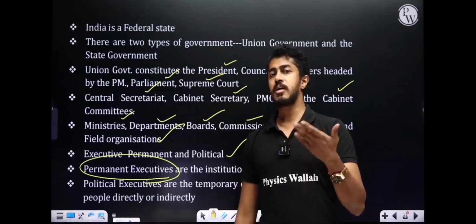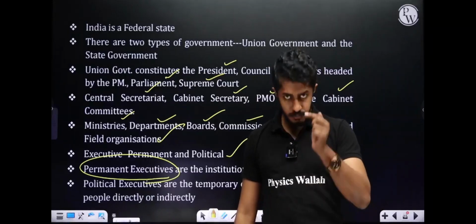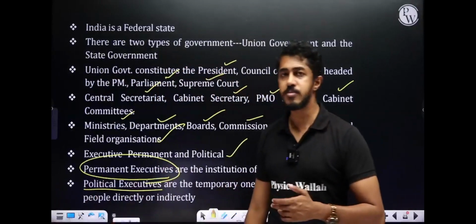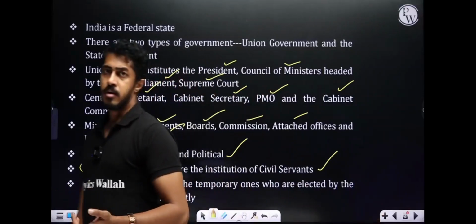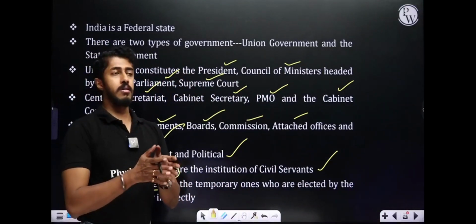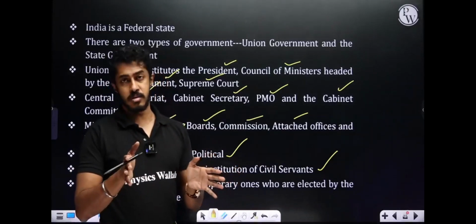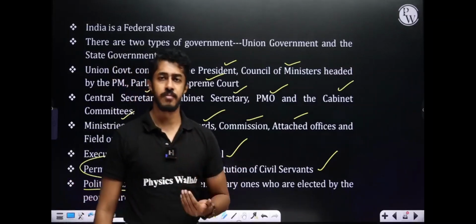You won't keep changing every 5 years. But in the case of political executives, what do we know? They'll keep changing every 5 years. There is no way it is possible that you will always have the same set of ministers. Ministries at least will keep changing.